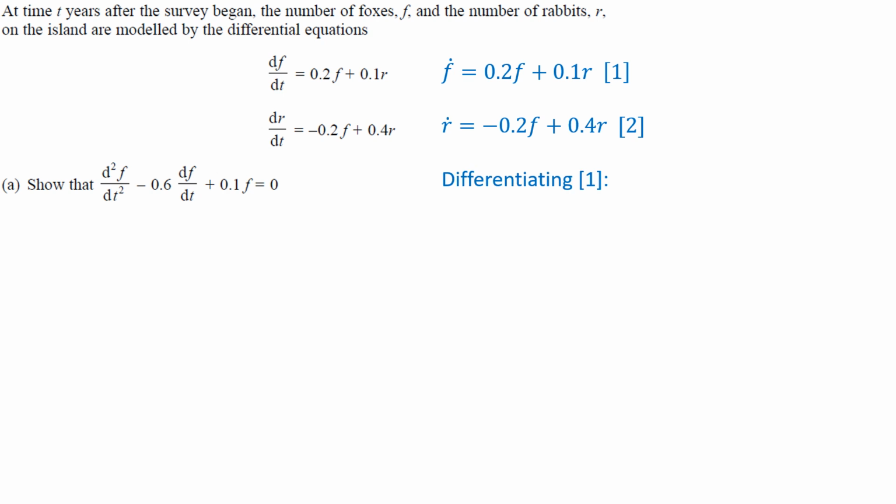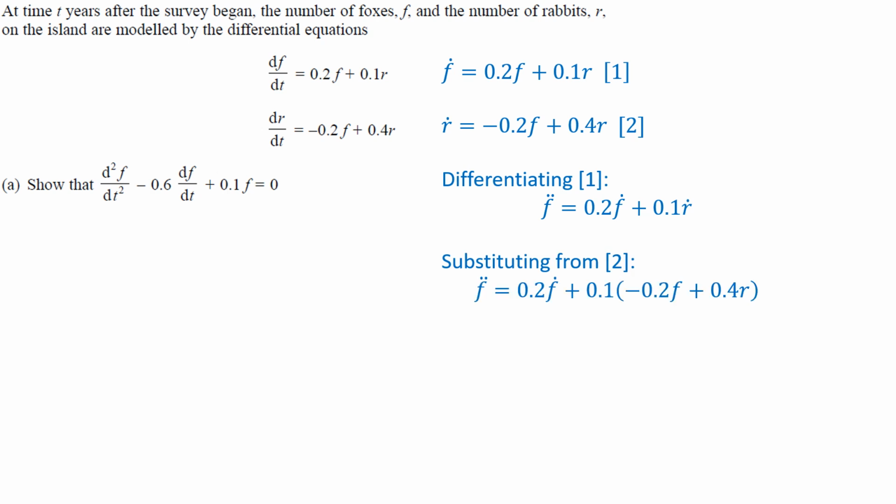That's going to give us the second derivative of f, which is exactly what appears in the show that equation we're trying to get to. Now, the difference here is that we still have other terms. We've got r dot. So let's see where we can find r dot in our equations. There it is, equation 2. So we'll substitute from equation 2 and we can eliminate r dot.